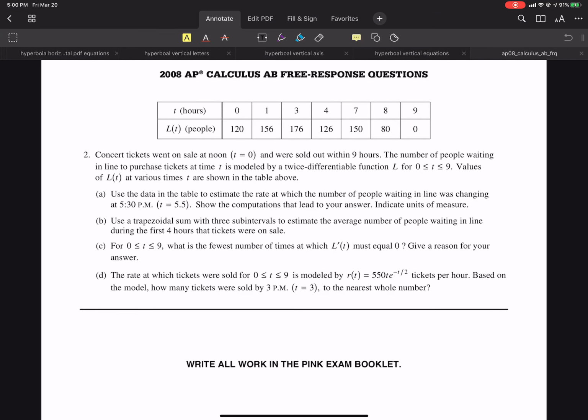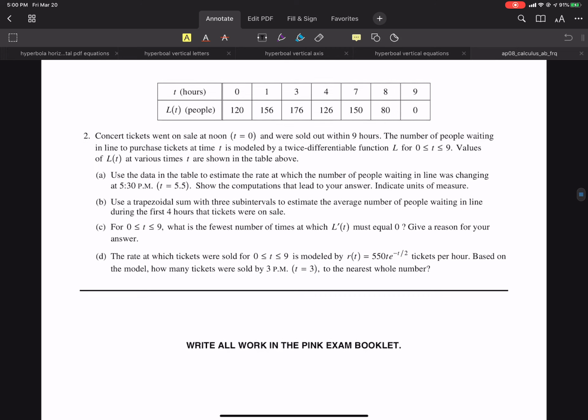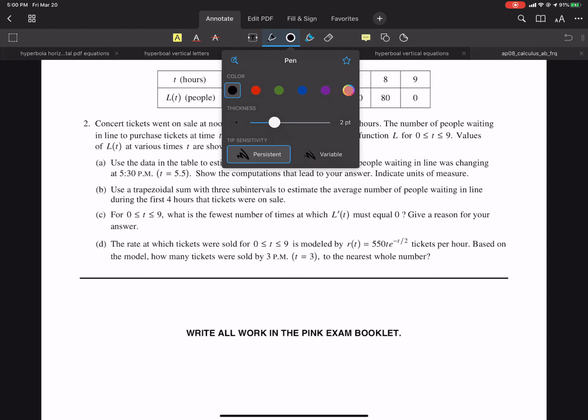Hey everybody, here's another one. So this is number 2 for both the AB and the BC test for 2008. I think this one will be quicker than the first one, hopefully, for your sake and my sake.